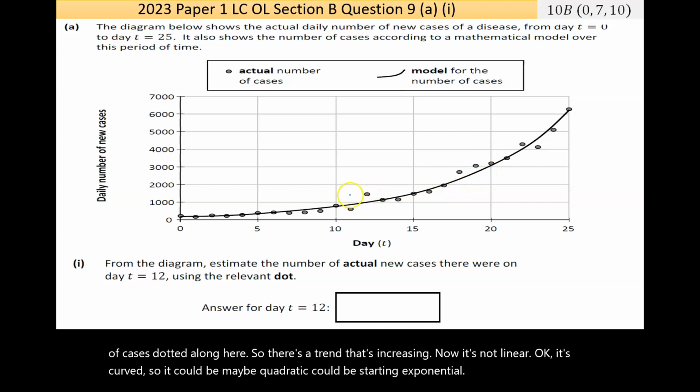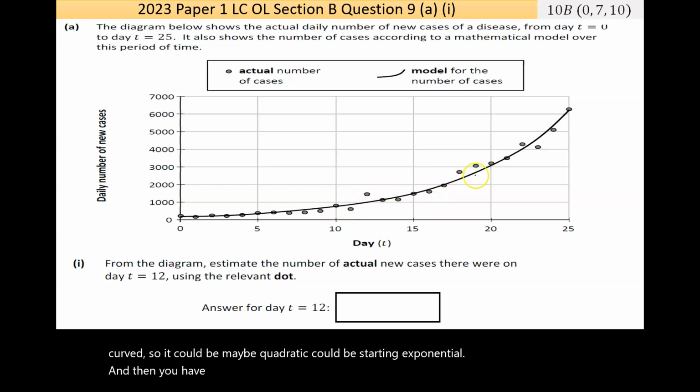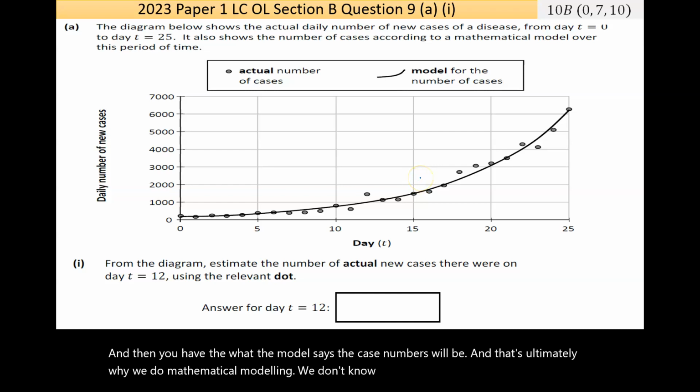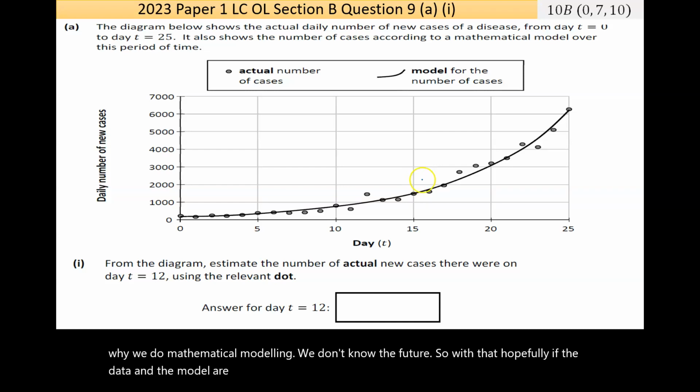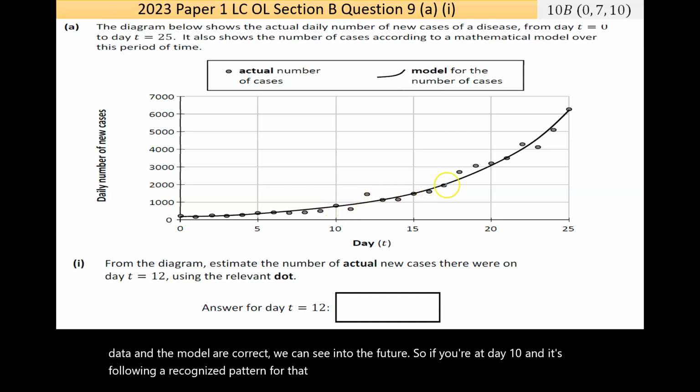And then you have what the model says the case numbers will be, and that's ultimately why we do mathematical modeling. We don't know the future, so with data, hopefully, if the data and the model are correct, we can see into the future. So if you're at day 10 and it's following a recognized pattern for that disease, you know what your case numbers will likely be, and then you can plan for it. Okay, so we know the trend's going up.